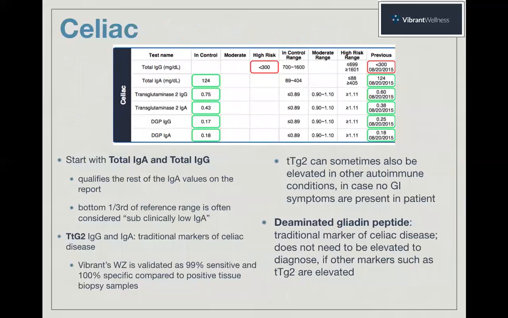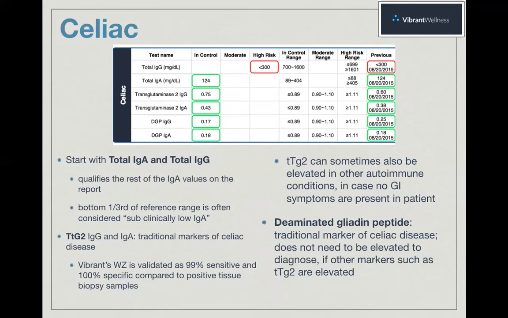Starting with the celiac panel. Celiac disease is a growing autoimmune disease with around 1% of the population affected. Data shows that 1 in 7 Americans has a reaction to some kind of wheat or gluten-related disorder. The Vibrant Celiac Panel is able to detect celiac antibodies with 99% sensitivity and 100% specificity.